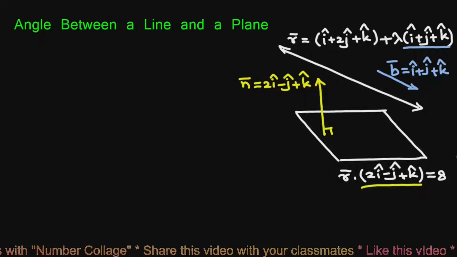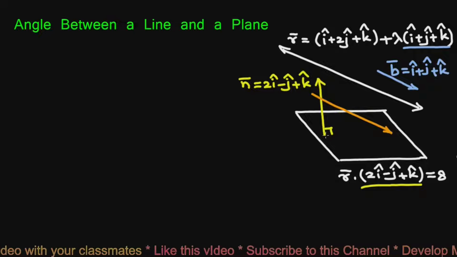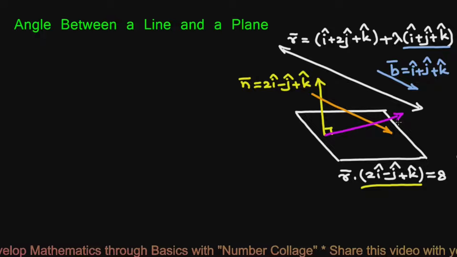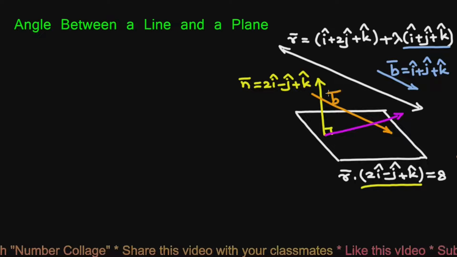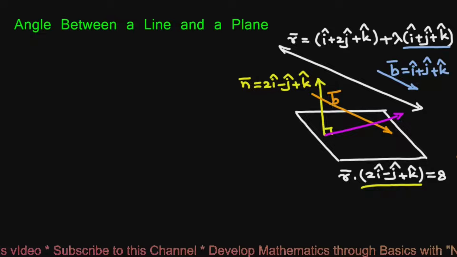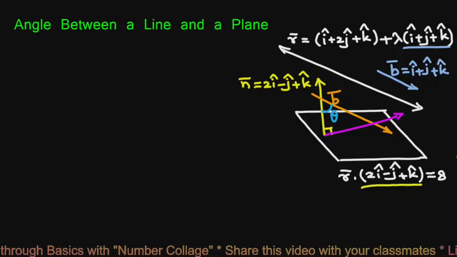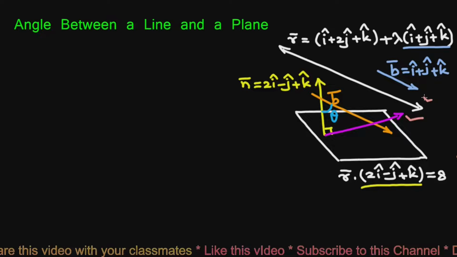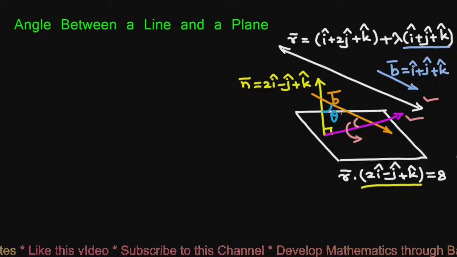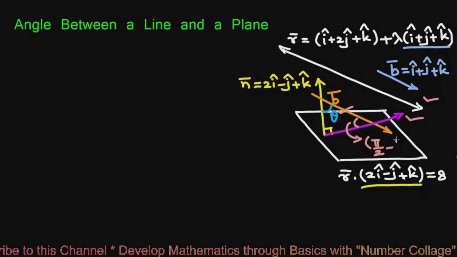We will draw a vector parallel to b bar like this, and a line from the foot of the perpendicular cutting this vector along the plane, so that this is b bar and the angle between n bar and b bar is theta degrees. But this is not what we want. We want the angle between this plane and this line, which is this angle, and this will be the complementary angle of theta, that is pi by 2 minus theta.